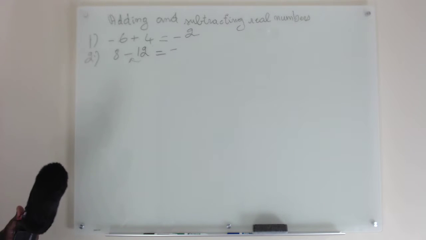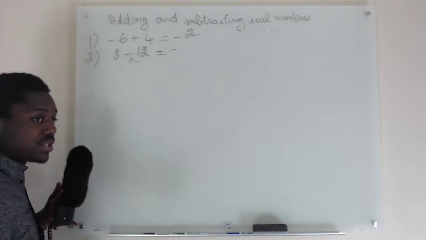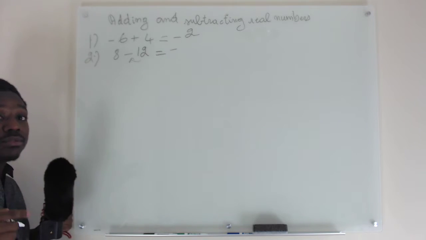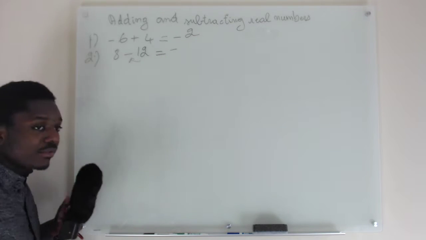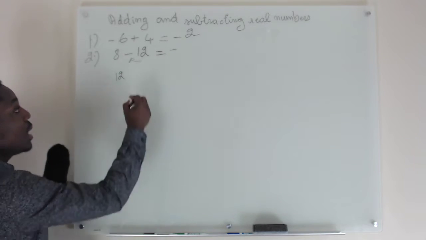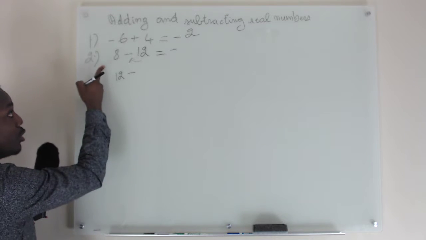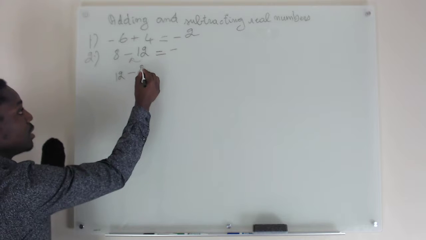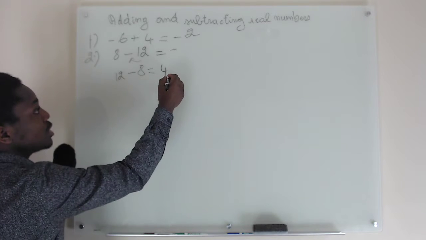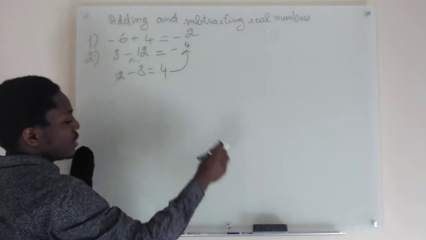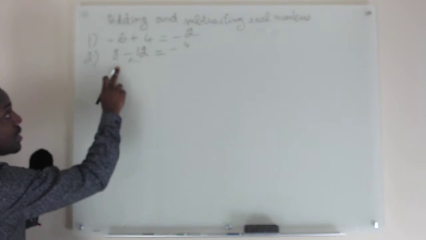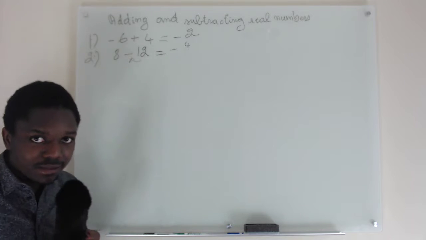After that, the second thing that we have to do is take the big number. Between 8 and 12, the bigger number is 12. So we take the big number and put minus the small number. The small number is 8. So we put 12 minus 8. 12 minus 8 is equal to 4. Then we take this 4 and put it right here. So the final answer of 8 minus 12 is equal to negative 4.